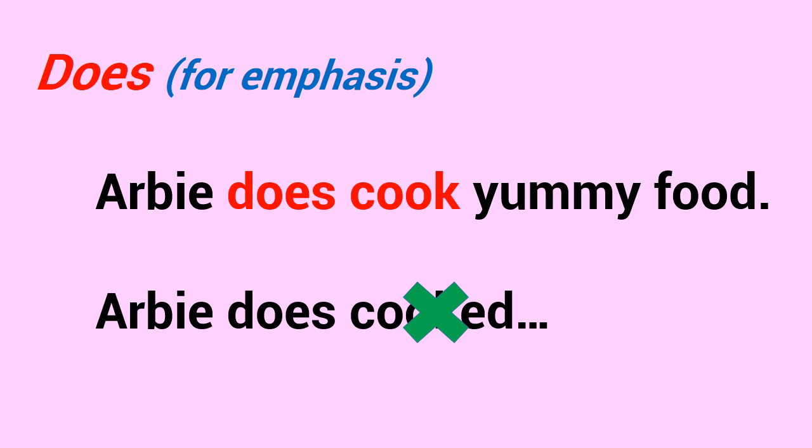Now you might be asking me, why is it necessary to put does in the sentence? Is it not correct if we are going to say Arbie cooks yummy food? Well, it's also correct when we say Arbie cooks yummy food. But then again, we can make use of the auxiliary verbs do, does, did in sentences again for emphasis. And there is an emotive way of saying the sentence when we include the word do, does, did in the sentence. So in this sentence, Arbie does cook yummy food.